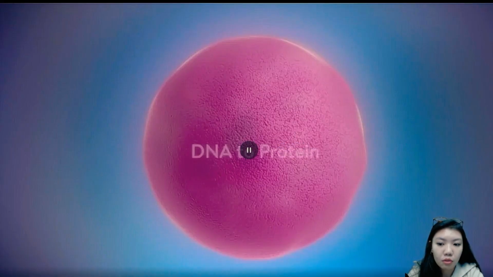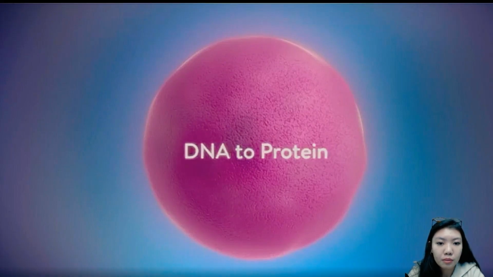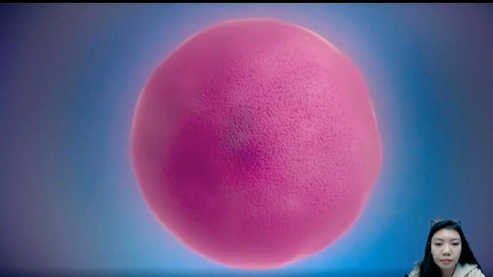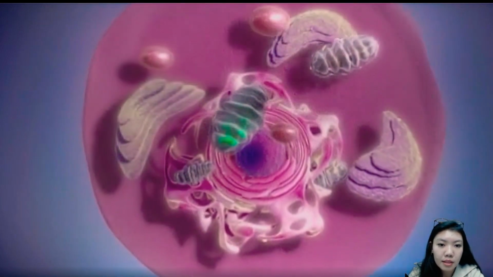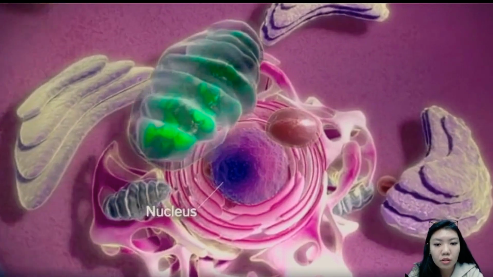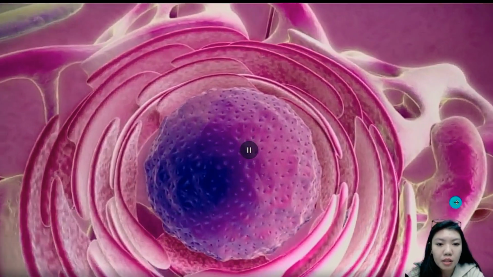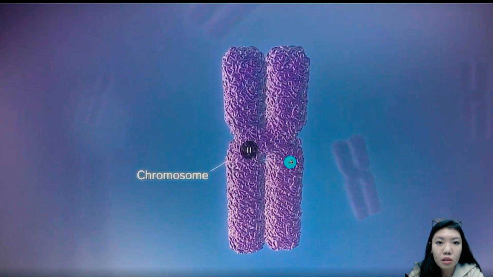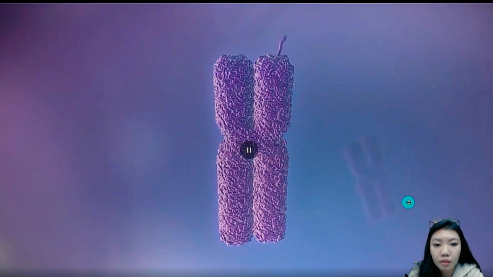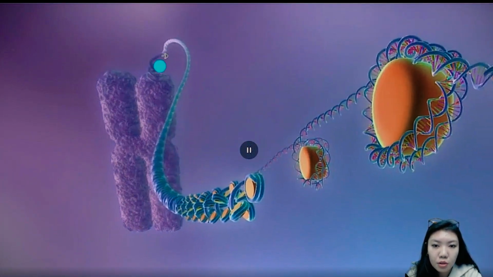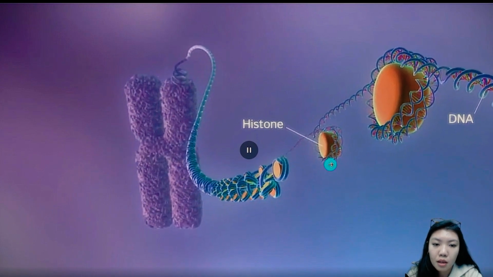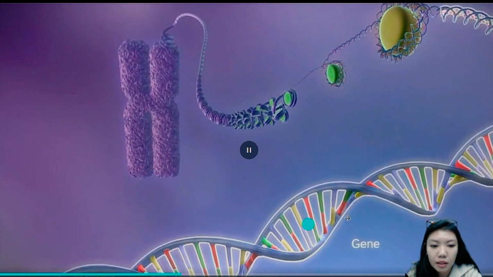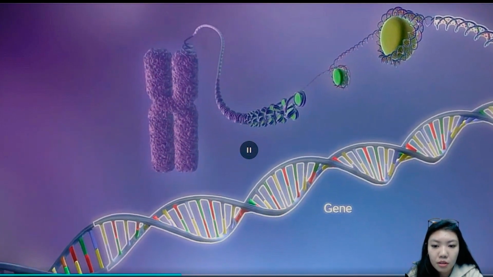Here we can see the video of how DNA changed from its information. Here is a cell, the basic unit of all living tissue. In most human cells, there is a structure called the nucleus. The nucleus contains the genome. In humans, the genome is split between 23 pairs of chromosomes. Each chromosome contains a long strand of DNA, tightly packaged around proteins called histones. Within the DNA are sections called genes. These genes contain the instructions for making proteins.